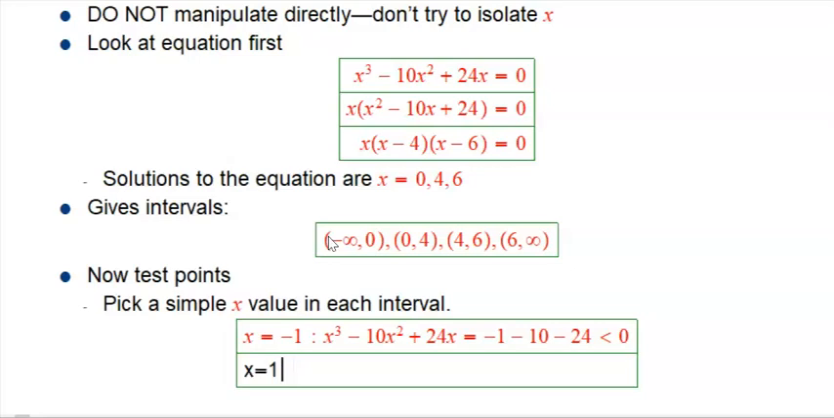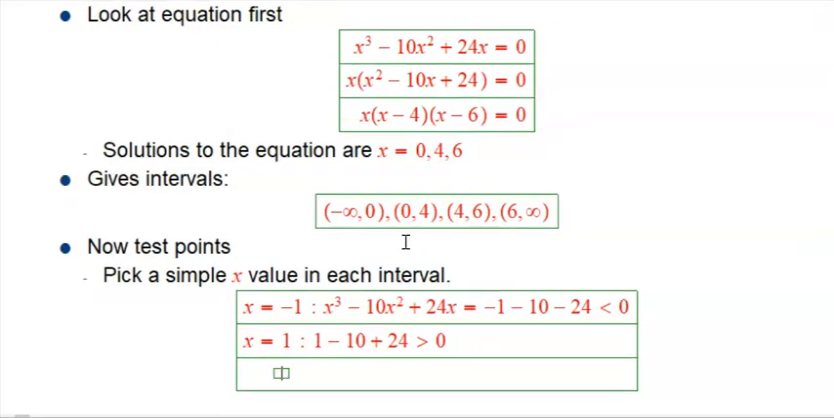How about x equals +1? That's going to test 0 to 4. Okay, that's pretty easy to plug in as well. We get 1 minus 10 plus 24. That is greater than 0. Okay, and that's confirming what we saw with the graph. And then just two more.